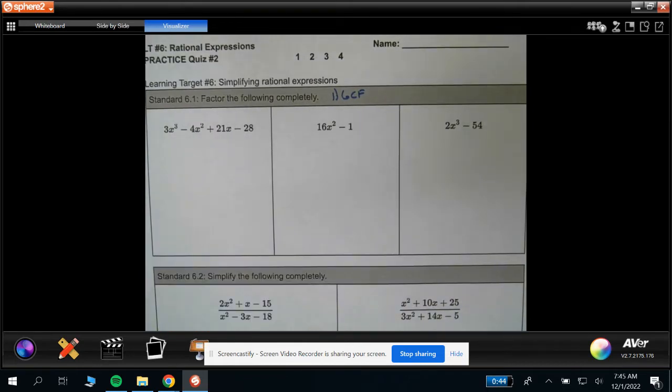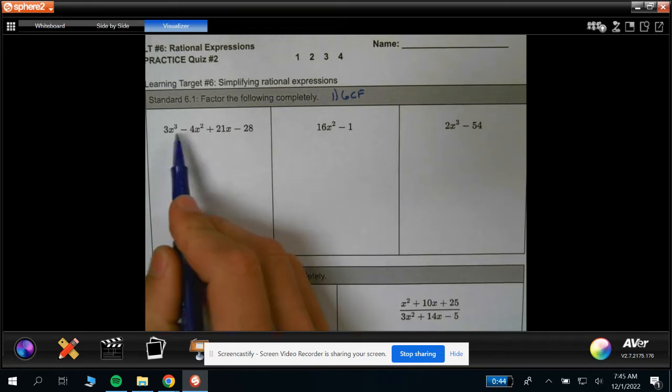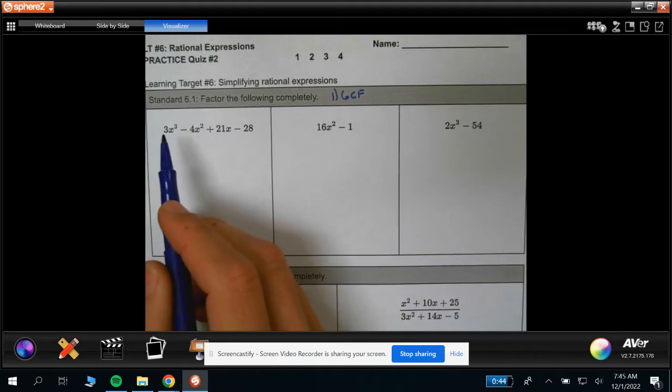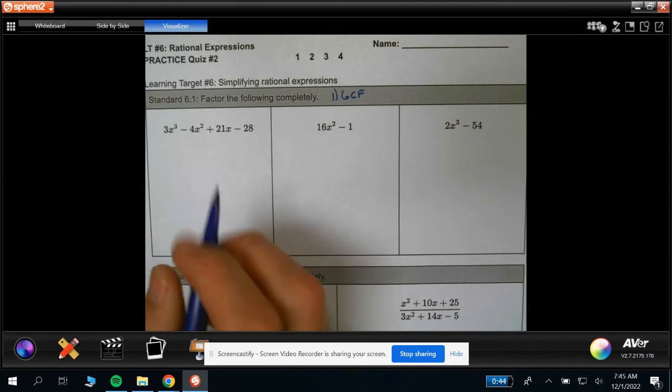Next, I see I've got 4 terms here, one of which is a cubed. Xbox doesn't work so well. Xbox only works for quadratics. I see this cube. That's a hint. I might have to use something other than Xbox. In this case, grouping.